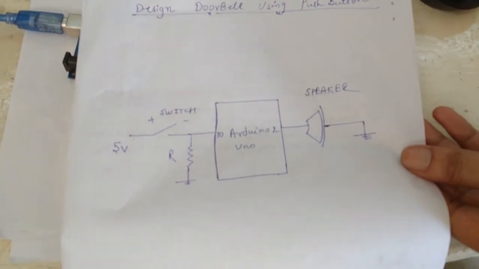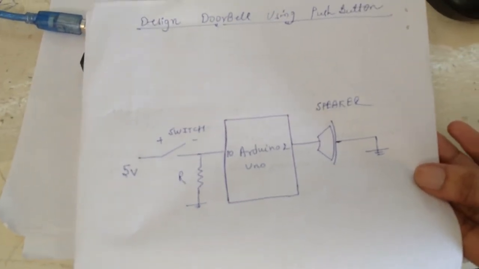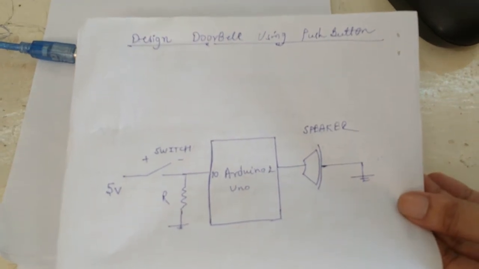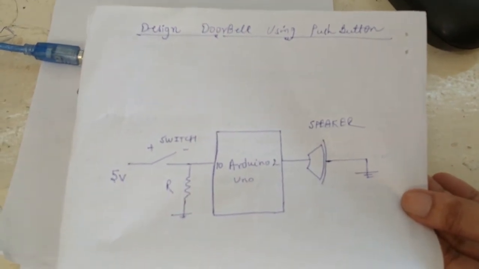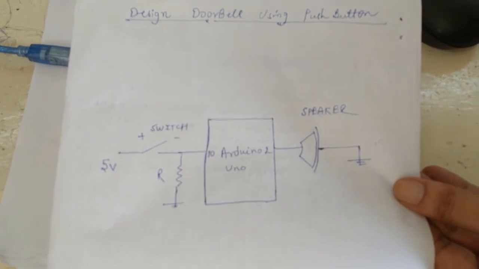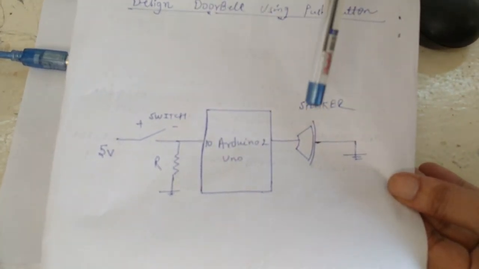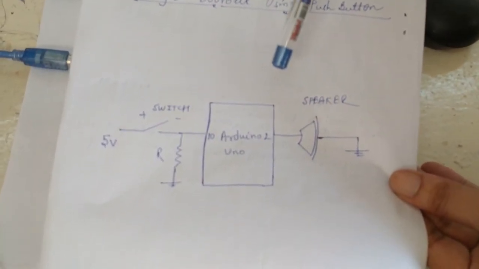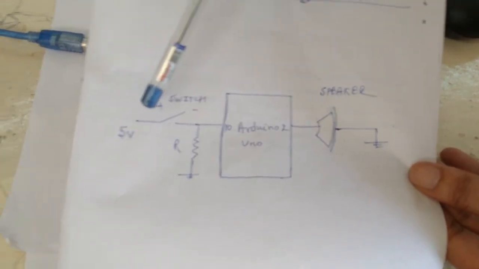In this session we will design a doorbell using a push button. For designing this, what are the apparatus required? So this is our circuit diagram. In this circuit diagram we can see we are using a 5 volt supply.